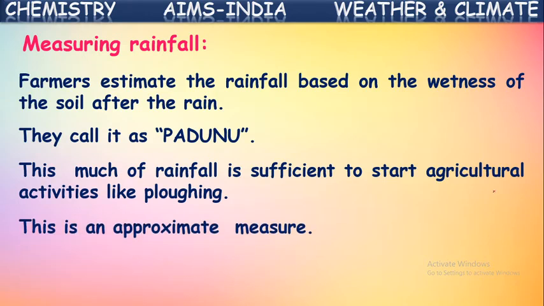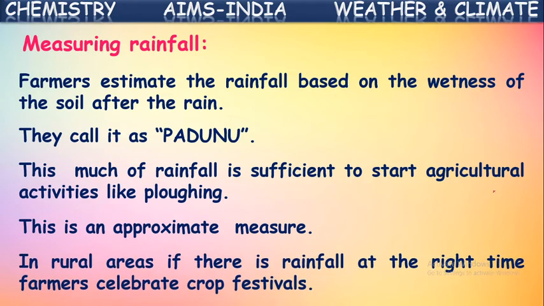But actually, this is an approximate measure. We cannot say there's an exact measurement by observing the soil in the farms. We cannot say it is exact, it is just an approximate measure. This will be done by farmers just by observing the wetness of the soil. So the pattern will be estimated and they will start their cultivation works.